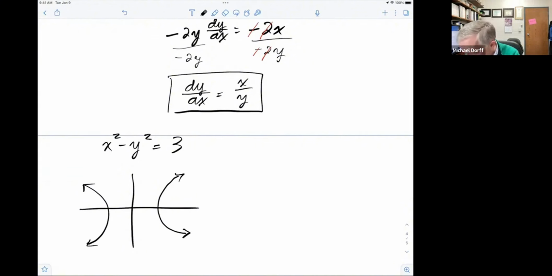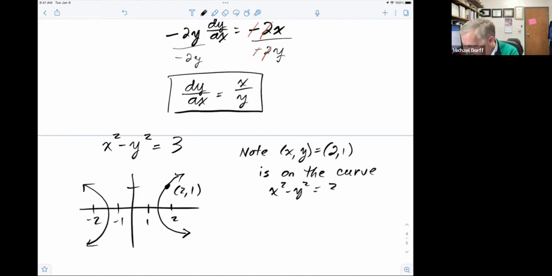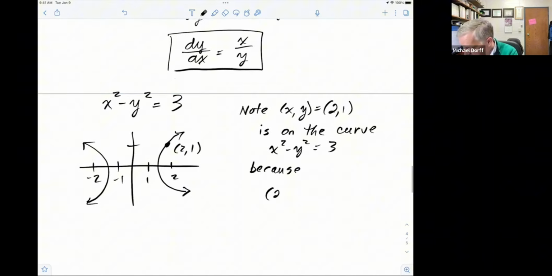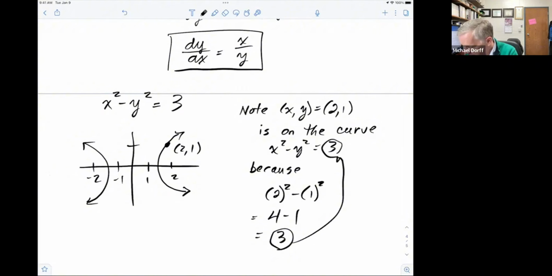And we have a point 1 here and a point 2, negative 1. This is negative 2. And one point on this curve is the point (2, 1), right? You can check that if I take the point (x, y) equals (2, 1), that it is on the curve x squared minus y squared equals 3, because I put in 2 for x and I put a 1 in for y, and that's going to give me a 4 minus 1, which equals 3, and 3 matches the 3 that's over here.